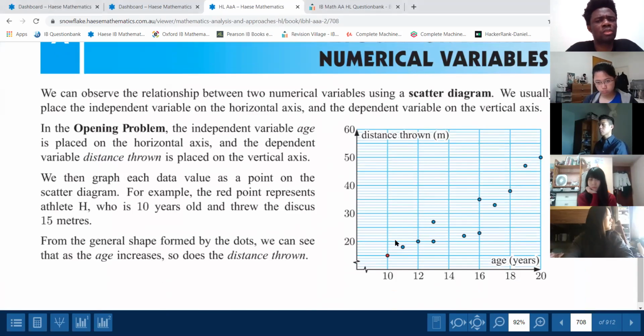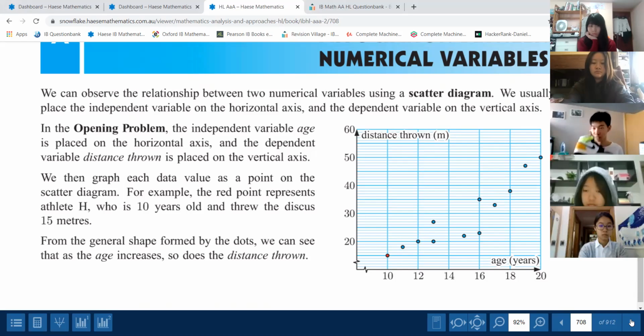Now, you've done scatter plots from your IGCSE class, right? Can I get some response? You've done something like scatter plots and things like that. So we're going to do it in a more extensive way in this class. And if you haven't done scatter plots before in the past, it's fine.